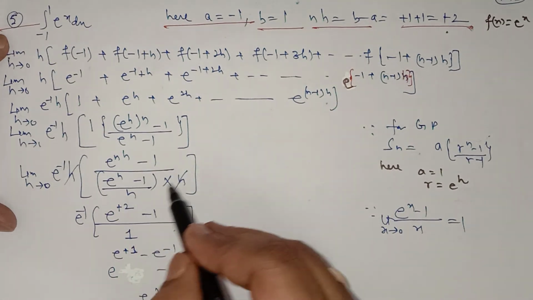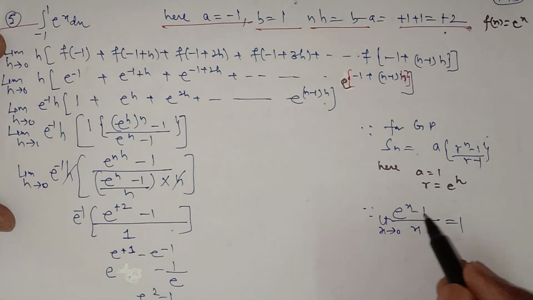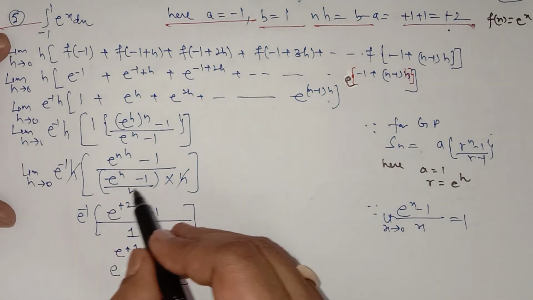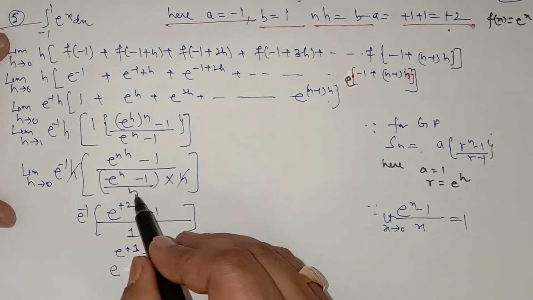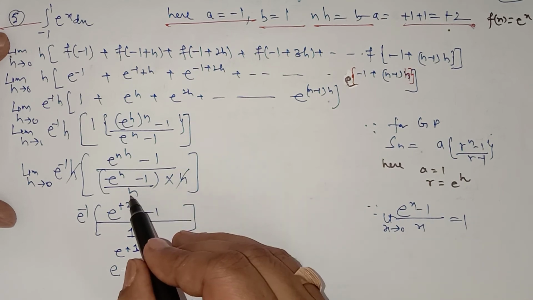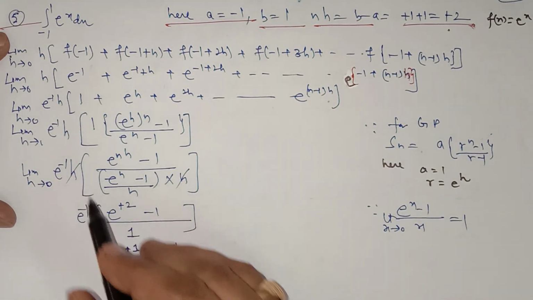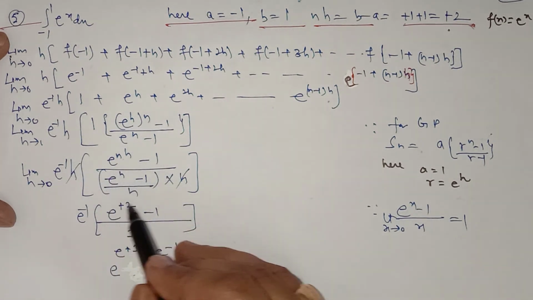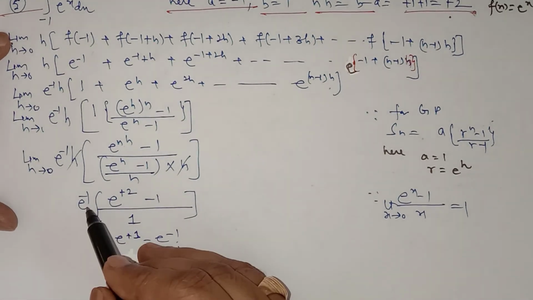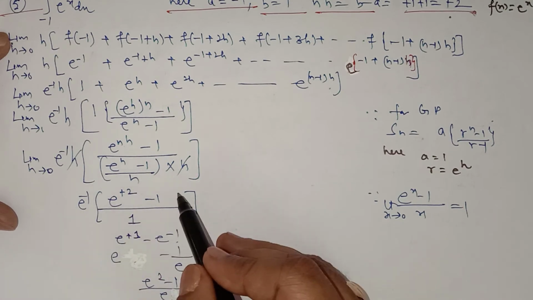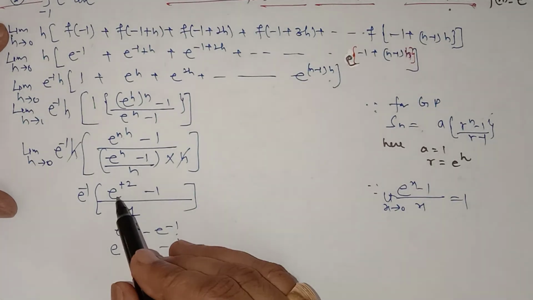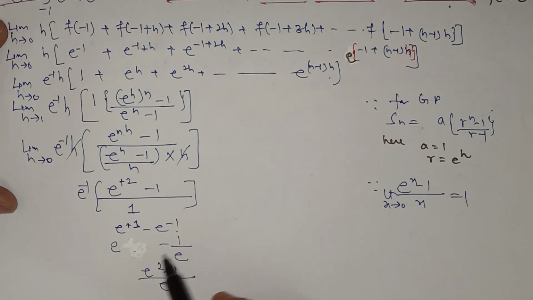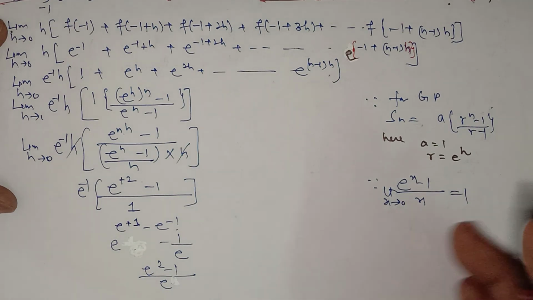So multiply and divide by h, because we know that limit of (e raised to power x minus 1) upon x, as x goes to 0, is equal to 1. You know this limit, so to make it equal to 1 I have multiplied and divided by h, and this h will be cancelled out. So e raised to power nh is equal to e square. This is 1 and this is equal to 1. So e raised to power -1 into (e square minus 1) upon 1. So it comes out to be e raised to power 1 minus e raised to power -1, which is e square minus 1 upon e.